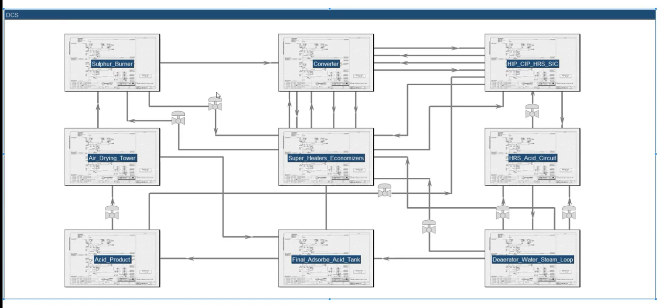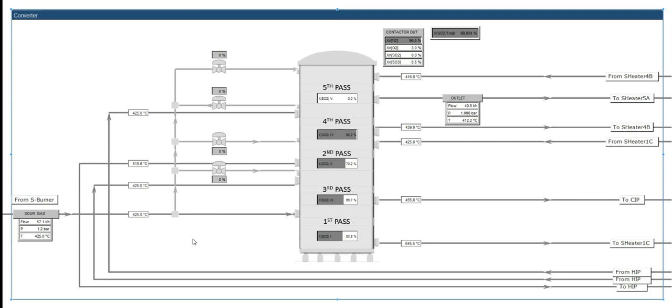Once we enter the simulator, we will see the PNID view of the process. It is done like this to remind the engineers and operators of the real plant and DCS look. If you check the converter PNID, we will see the converter, a 5-pass converter, where the conversion per pass is given for each pass, and we have the overall conversion of the process. So let's do a few things and see how the simulator reacts.